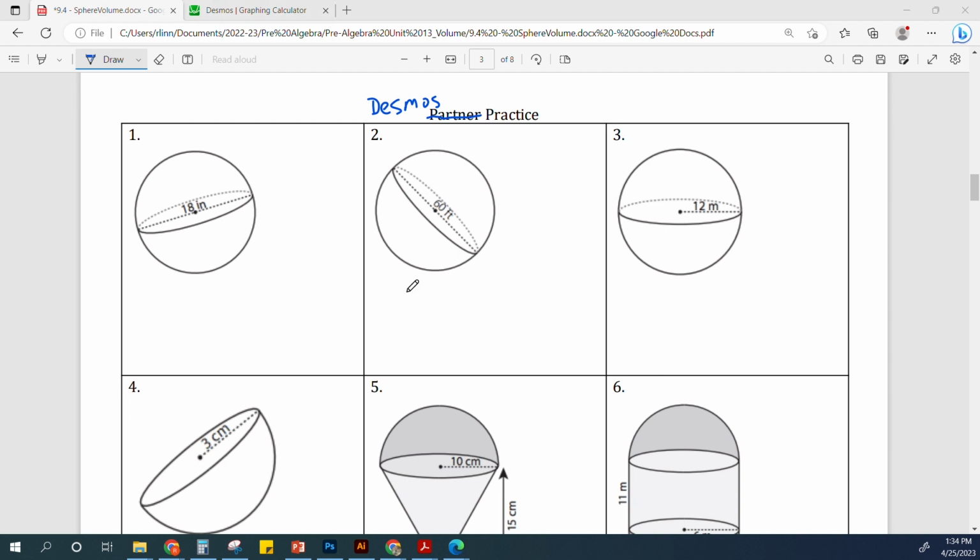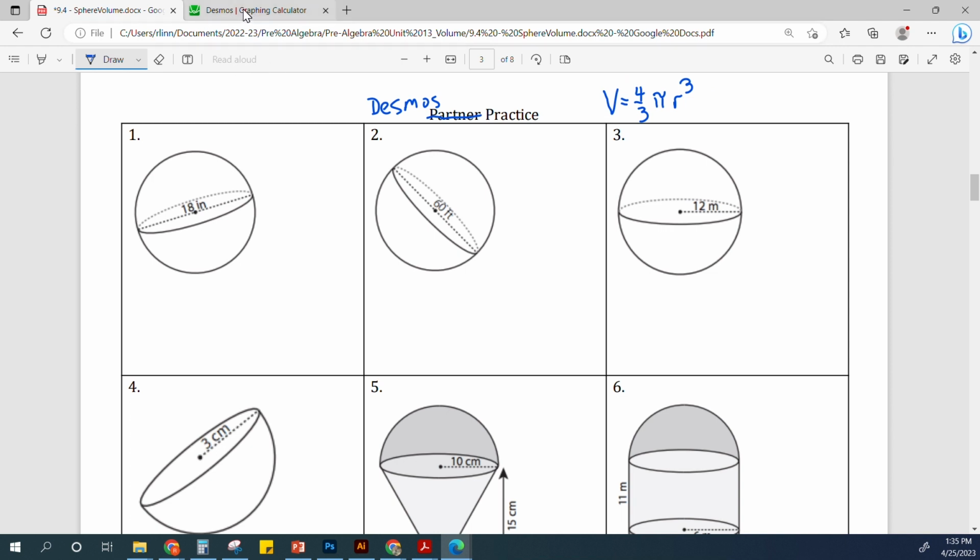Because I've got shapes here that I see are spheres, the first thing I need to do is remember what my volume of a sphere is. I remember from the first part of my notes, and we can flip over to check just in case, that volume is equal to 4/3 times pi times our radius cubed. So let's go ahead and type this formula into our Desmos graphing calculator.